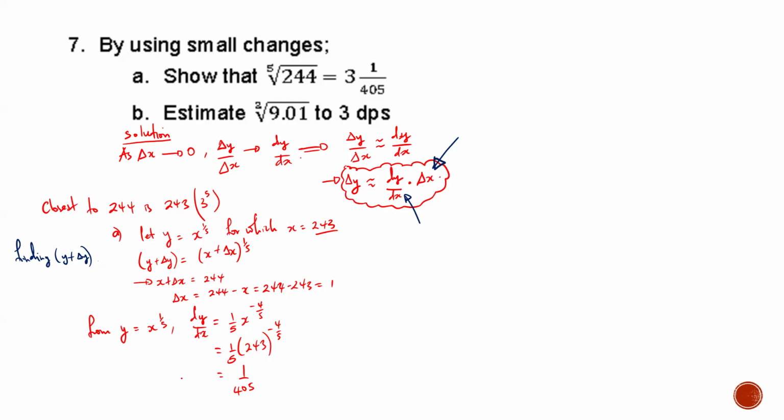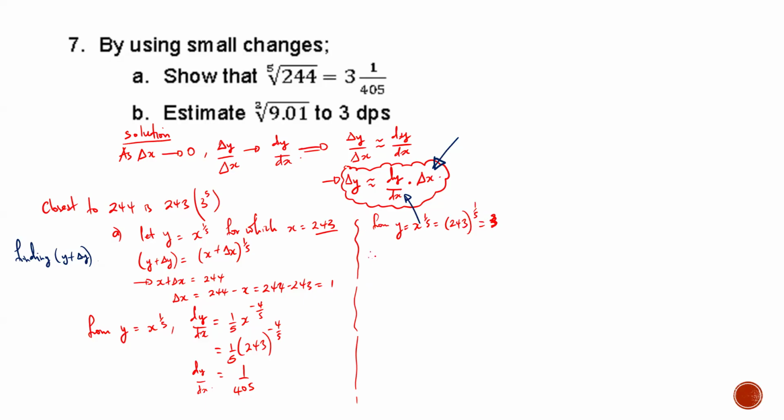So we have what dy/dx is there. Now we are going to find y plus delta y. And of course, from y equals x power 1 over 5, we have y as 3, because x is 243, which is 3 power 5. So this is just 3.